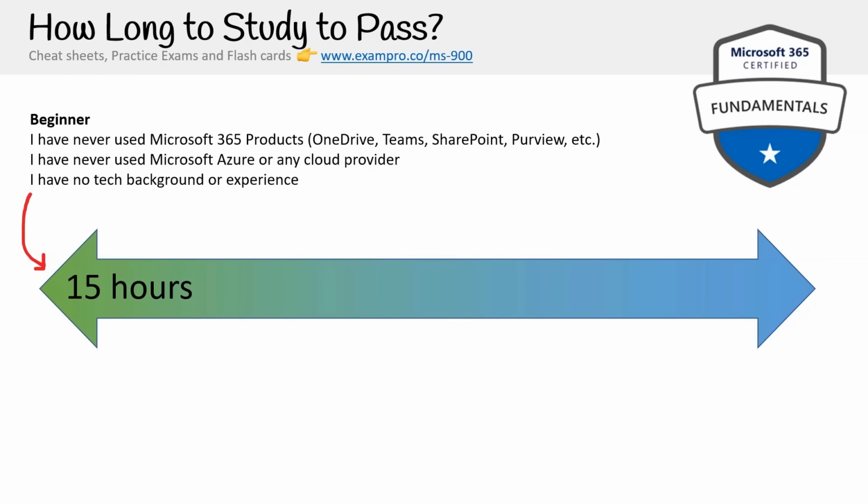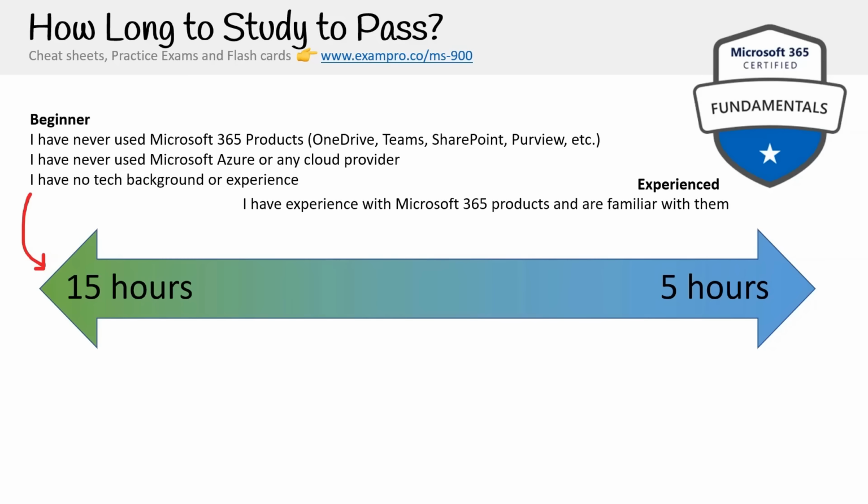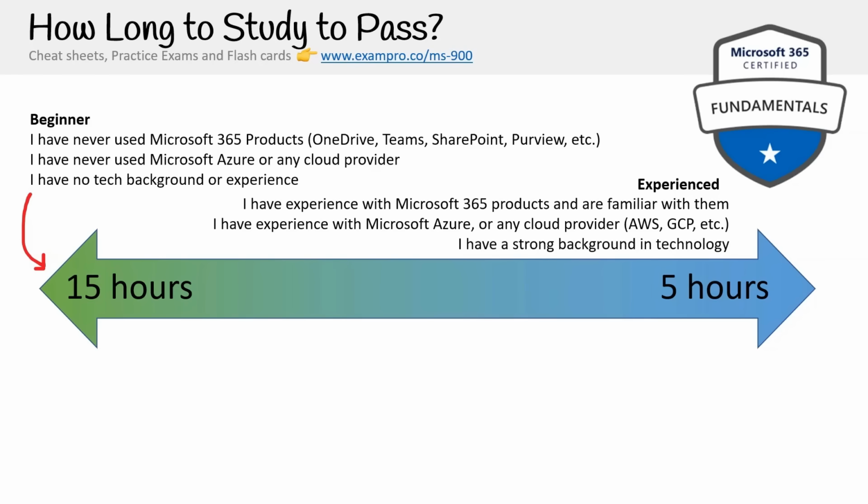background or experience. And when we're looking at the other side of the spectrum, which is someone that is experienced, we're looking at somebody who can watch this at 1.5 to 2 times speed and are able to absorb this information very quickly. So they have practical working experience with Microsoft 365 and are very familiar with using them. They have experience with Microsoft Azure or any cloud provider like AWS or GCP, so they can easily translate that knowledge. Or they have a strong background in technology where they've worked in the industry for many years. And so their study time is going to be a lot shorter at 5 hours or less.